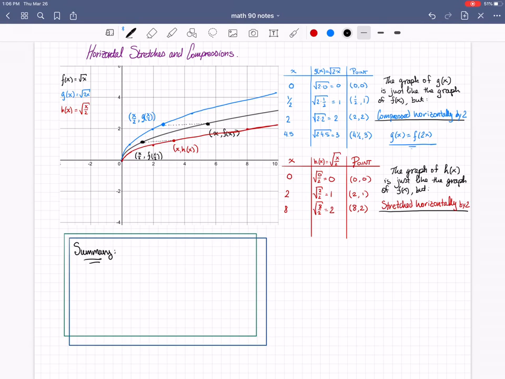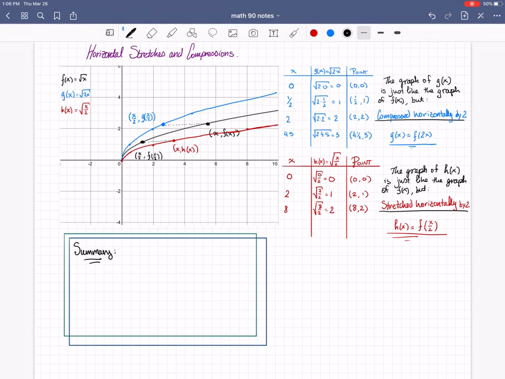Every point on the graph of a function is an input-output pair. But the black and the red point have the same y-coordinate. So we see here that h of x is equal to f of x over 2. So in other words, if you replace x with half of x, you end up with a horizontal stretch. If you replace x with 2x, you end up with a horizontal compression.